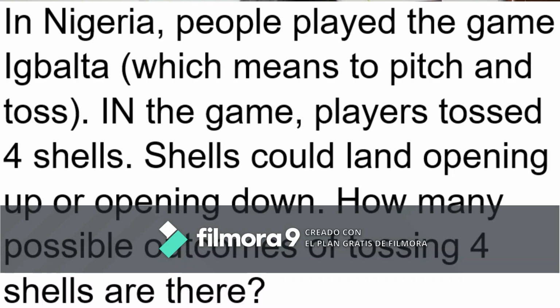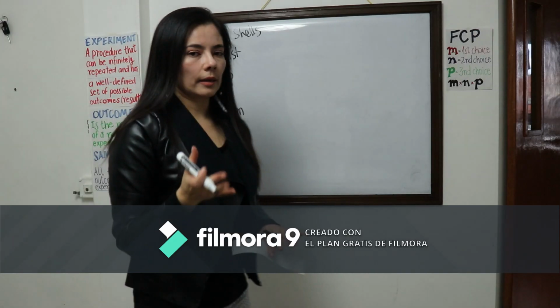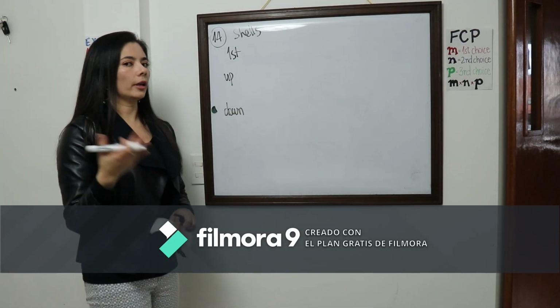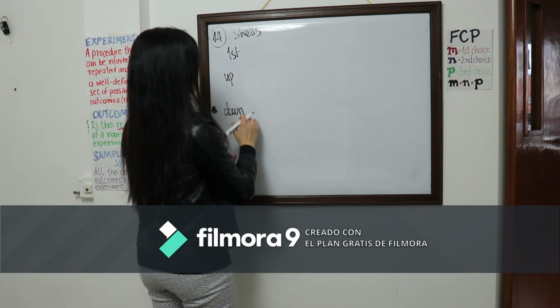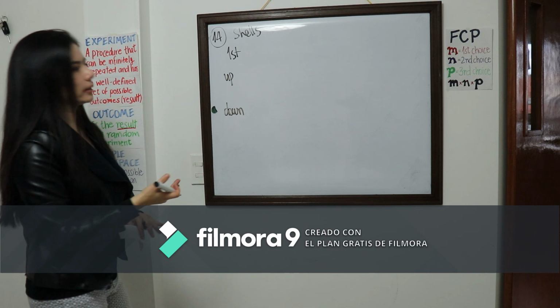The problem I want to work with you is problem 14, which says, in Nigeria, people play the game Ikfata, which means to pitch and toss. In the game, players toss 4 shells. The shells could land opening up or opening down. How many possible outcomes of tossing 4 shells are there? So guys, to work on this problem, we're going to do the same as we did with the coins. We have 4 shells. Now we have 2 options. They have to land up or they have to land down.